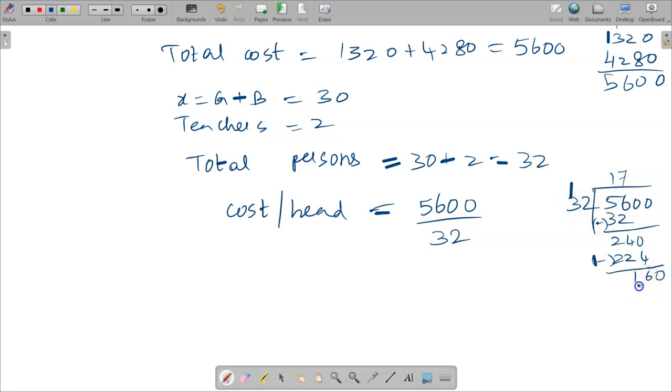Okay, so 1 more 0 is there. So since it is 16 here, let me try with the 5 table. So 5 2s are 10. Balance is 1, it will become 5 3s are 15, 15 plus 1 is 16, right? So when you subtract, you will get 0. So the answer is 175. So the total cost per head is nothing but rupees 175.